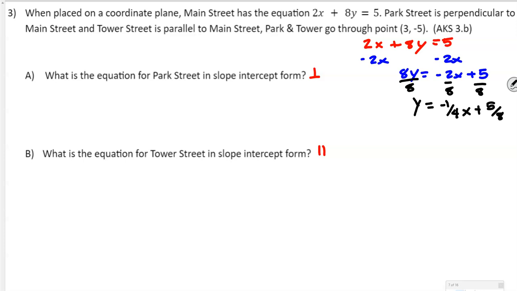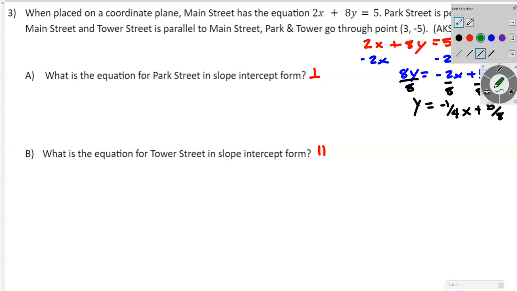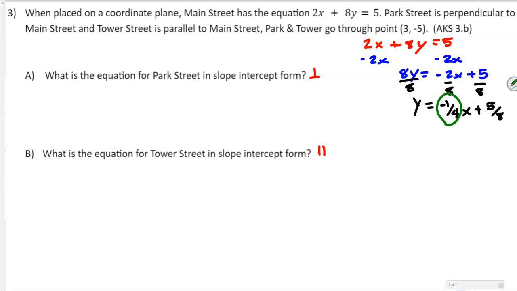Don't even care about the 5/8, right? What do we care about? The m, right? So our m is right there, isn't it? So when we're talking about our parallel slope for Tower Street, m is going to be equal to negative 1/4. When we're talking about the perpendicular m, that's going to be positive 4, right?